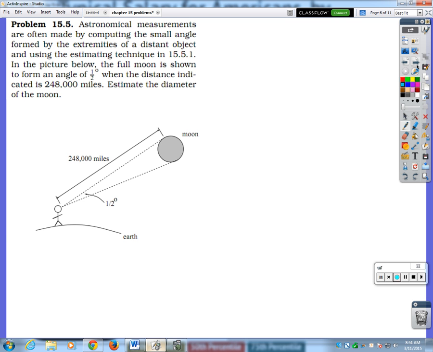So I think what they're doing is they're just going to say that even though it technically would be an arc right here, since it's so far away that's essentially a straight line. So we just have to find the length of that arc and we can approximate that as the diameter of the moon. So we're going to go right-handed here. S equals R times theta. So the radius this time is 248,000 miles.